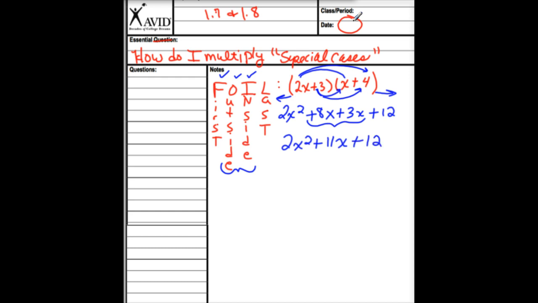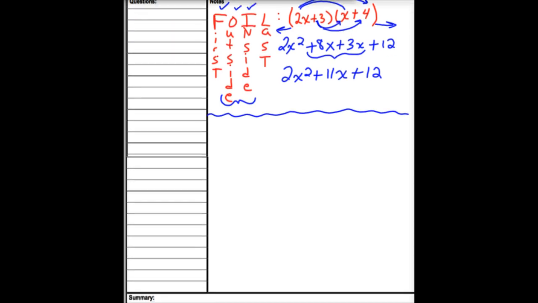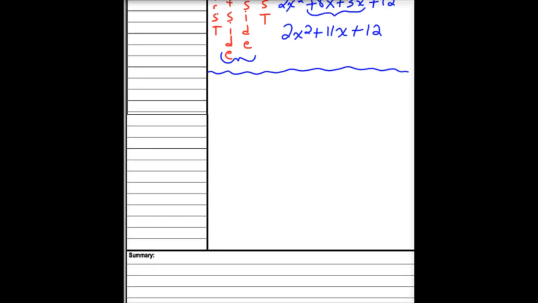So if we can FOIL, we can multiply what we call special cases. And there's two special cases that we're going to be working with. The first is going to look like this. It's going to have the same thing out front, the same thing in the back, and a pair of opposite signs. By the way, in higher levels of math, I'm going to give you some vocabulary over here. These are actually called conjugates. Kind of a weird word, but they're identical except for the link between them is opposite.